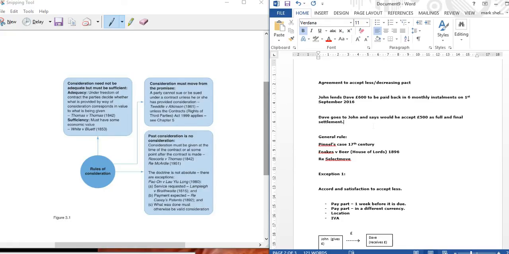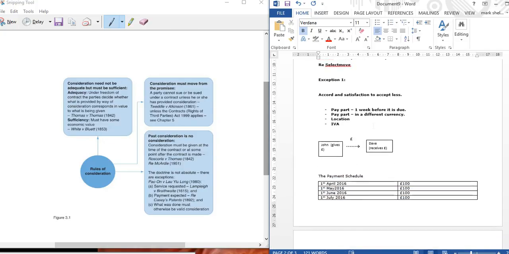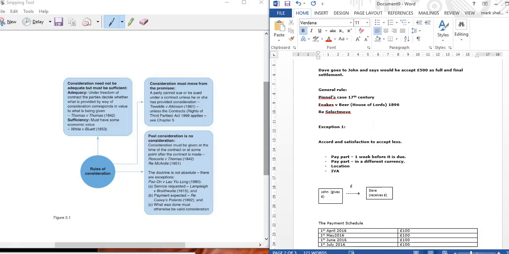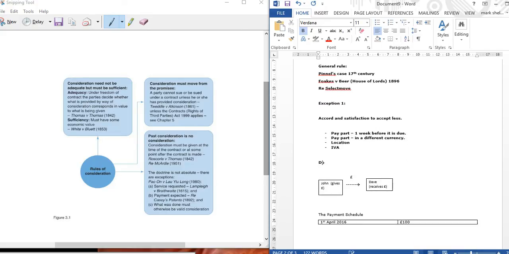But what has happened is a new doctrine. Well, I say a new doctrine. It's nearly 40, 50, if not 60 years old. A new doctrine has come into play which can still save this agreement to accept less and thus prevent Dave from suing for the £100 balance. And that doctrine, as I'm sure you will all know by now, is the doctrine of promissory estoppel.